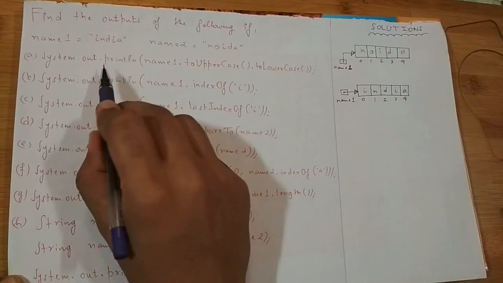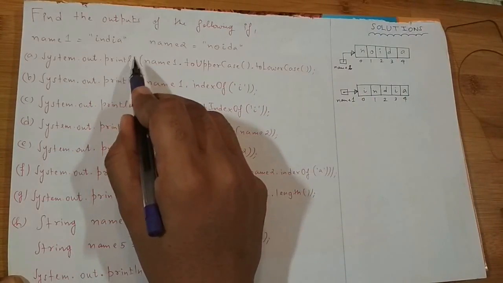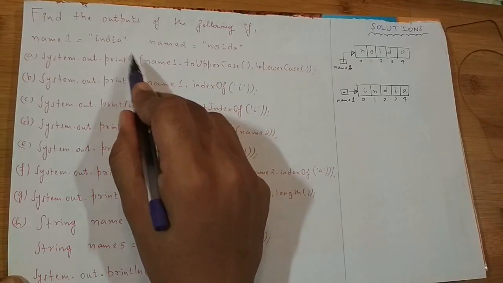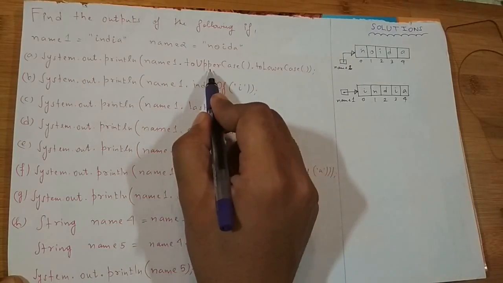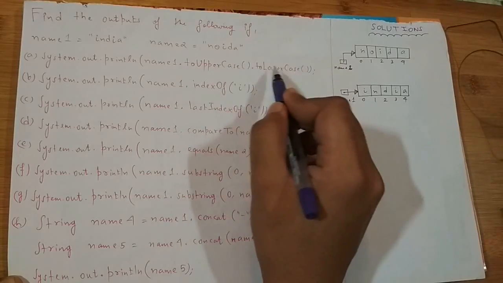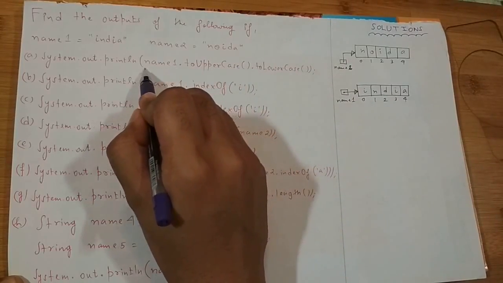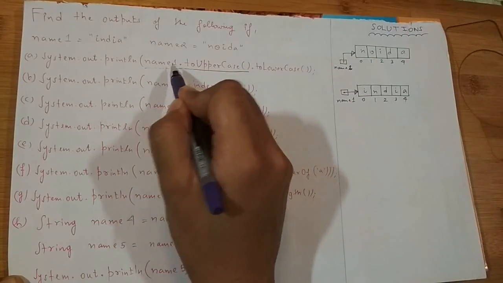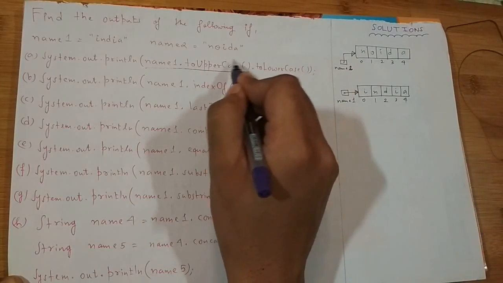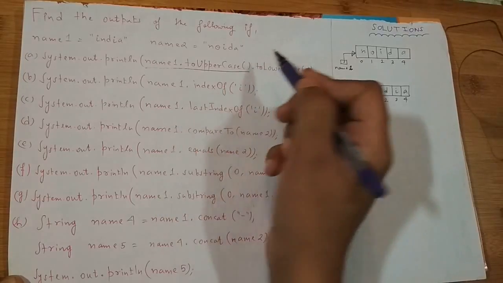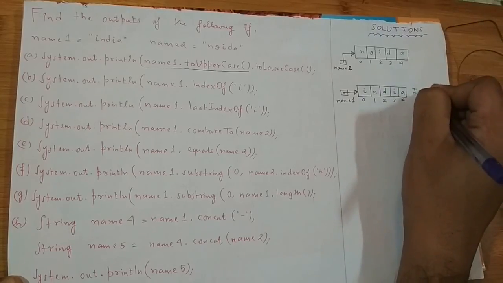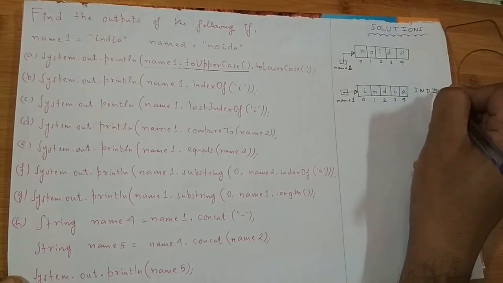First one is System.out.println. What is this println? This will print the output on a line and then transfer the control to the next line. That's why we have ln, new line. Name1.toUpperCase().toLowerCase(). So how do we solve this? First, we solve this part, name1.toUpperCase(). So what is name1? Name1 is India. If I apply the toUpperCase method on this, the output that I'll get is INDIA, all in caps.